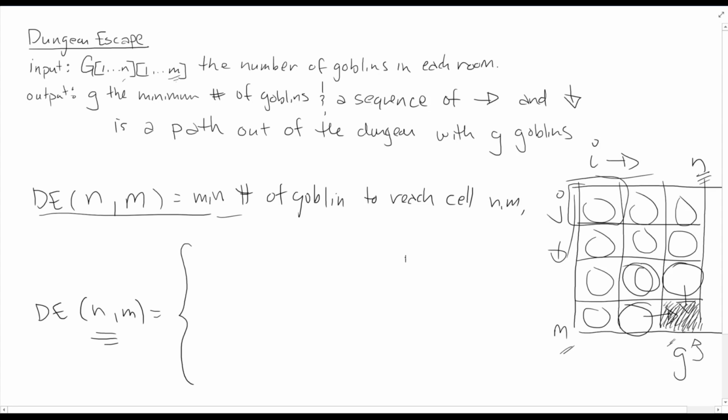This should be this cell here. So I'm going to say if n equals 1 and m equals 1, so I'm in this cell, the number of goblins I need to fight to reach cell 1,1 is just however many goblins there are in that room, because that's the room I started in. So I just need to fight the goblins in that room, and then I'm done. I've reached that room.